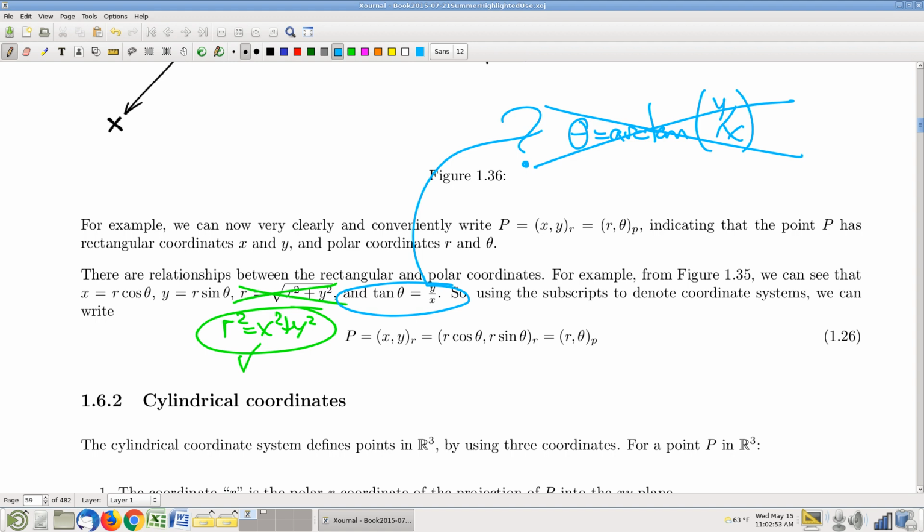Tan theta equals y over x is fine, as long as x isn't 0, of course. Okay, all right. Of course, if x is equal to 0, your theta is going to be pretty clear because you're on the y-axis, and that's easy.